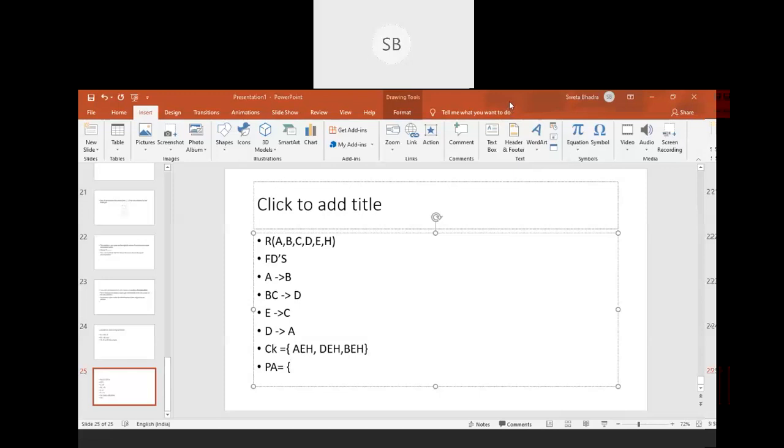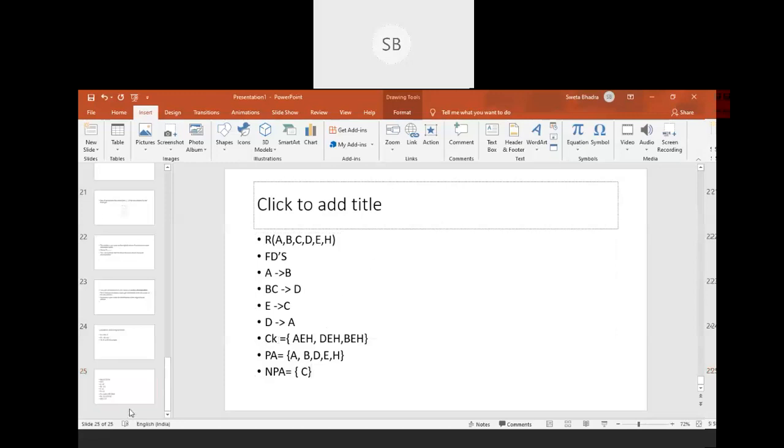A, B, D, E, H. The non-prime attribute is C. So everyone got the same thing, right? Okay, now coming back to the question. So these are the candidate keys we are having.